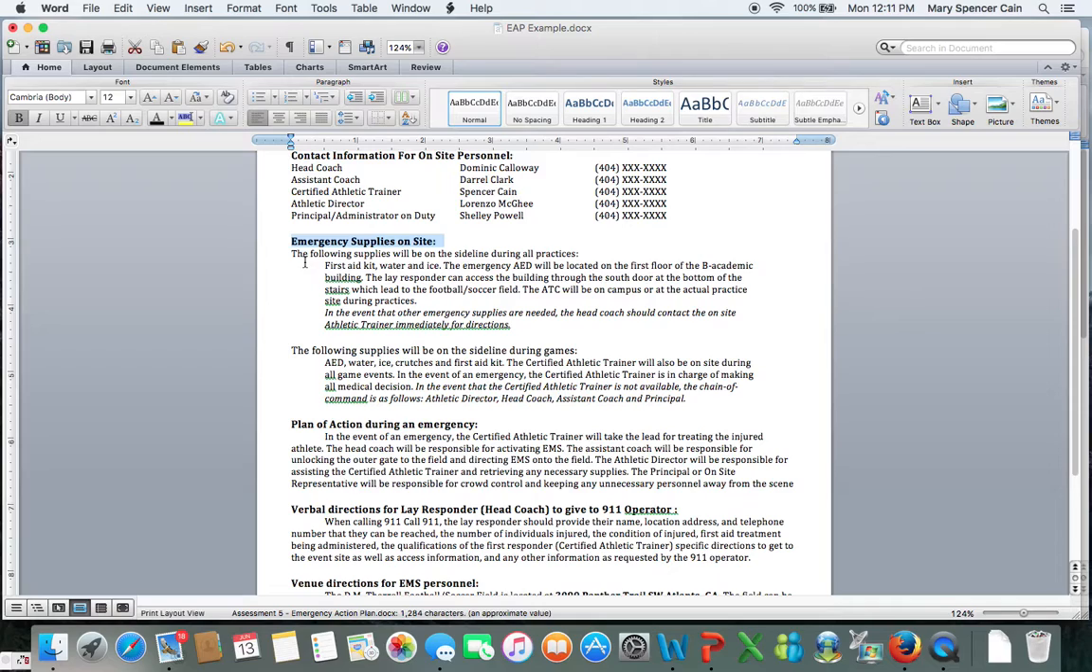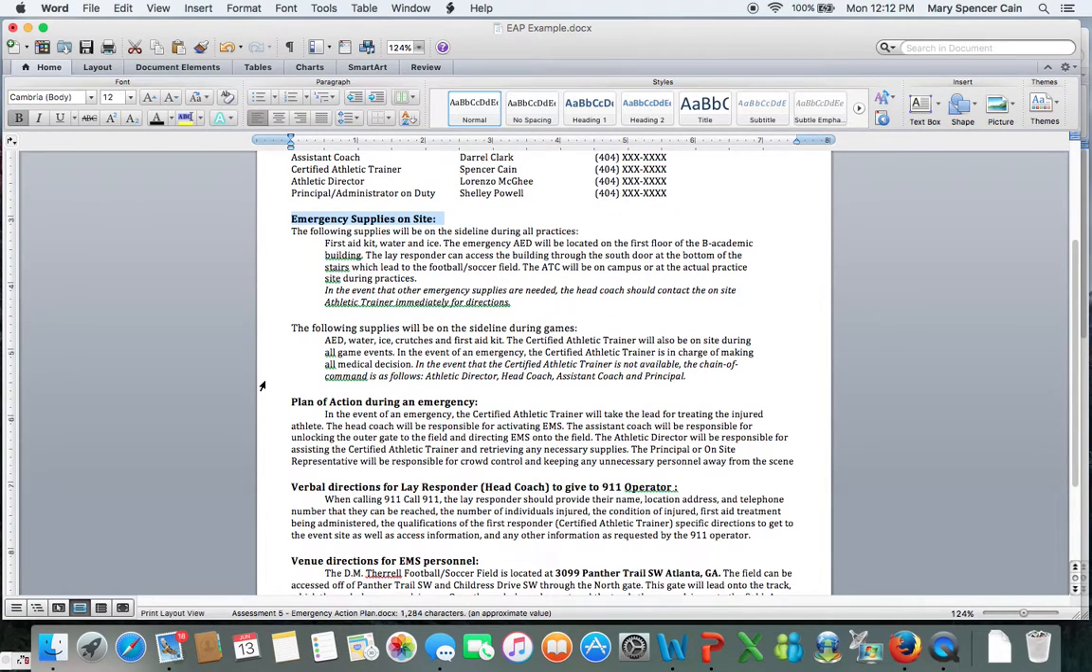They're going to be on campus, but they may be doing rounds, especially if 4 or 5 teams are practicing at the same time. So there needs to be a protocol for who does what in the event that the athletic trainer isn't on site. But they will be on campus. And then for games, the athletic trainer will be there. So you would write it in the event that the athletic trainer is on site.